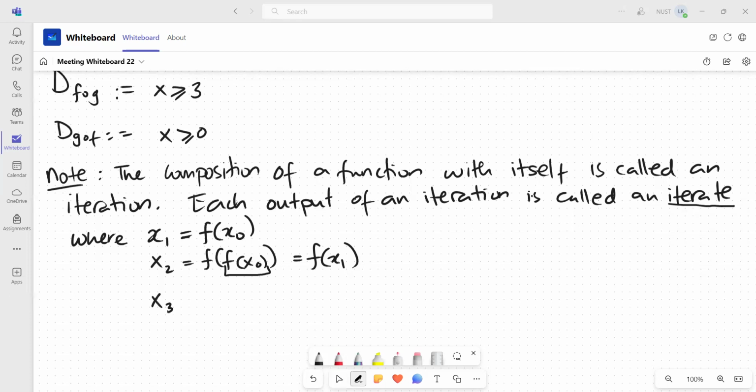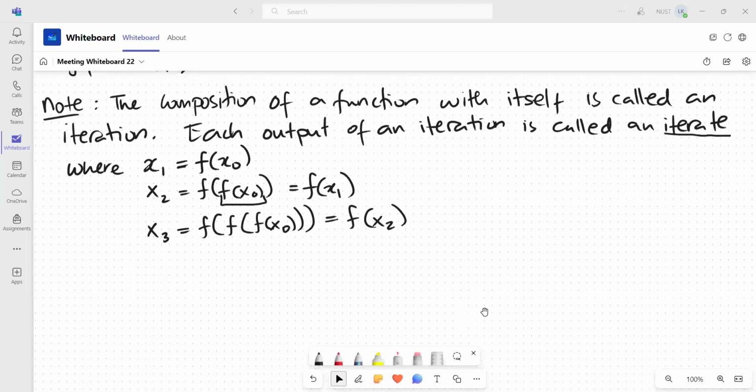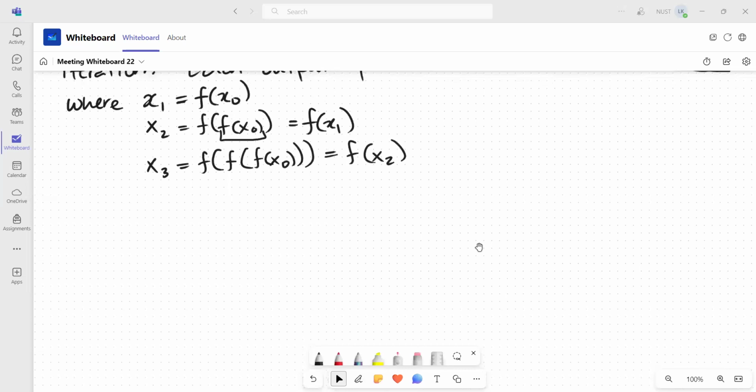Then x3 is equal to f of x2. So x naught is given to you, and then you put it into the function. The output, you put it back into the function. The output, you put it back into the function, and so on. So those are your iterates. So we see an example.